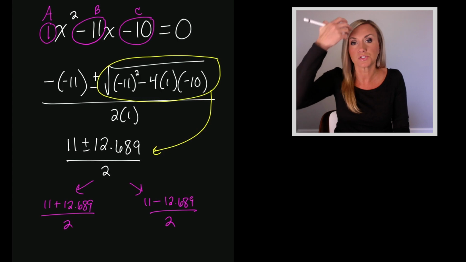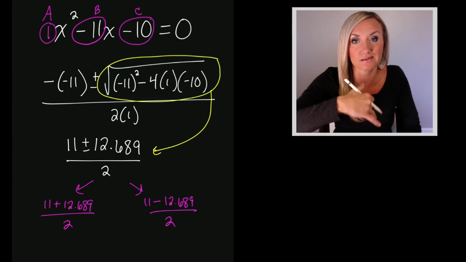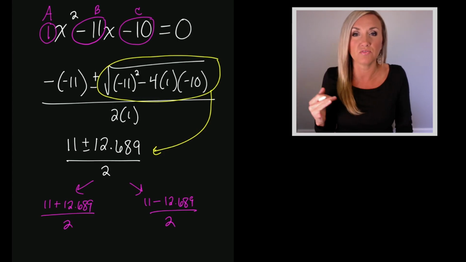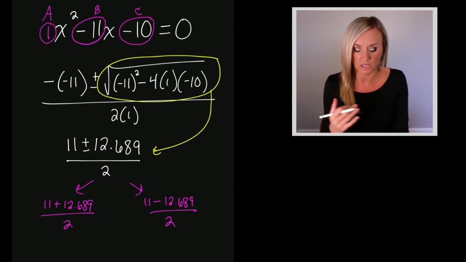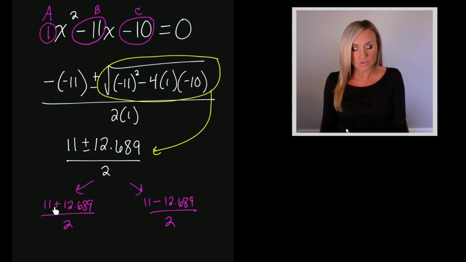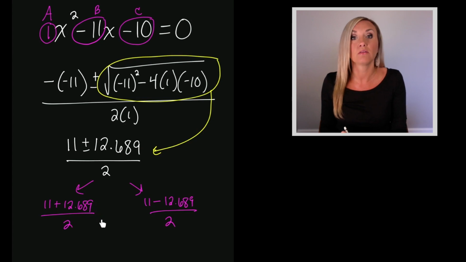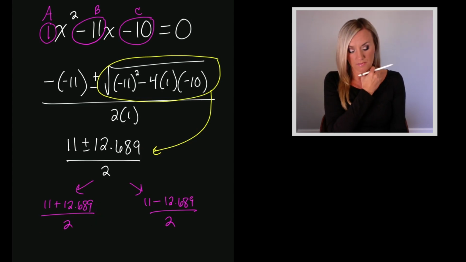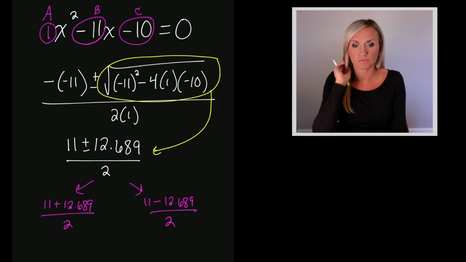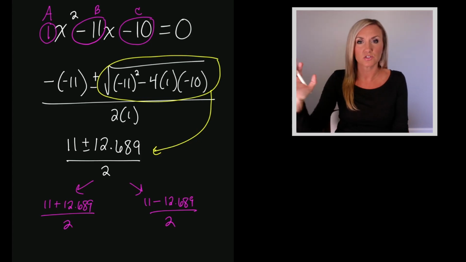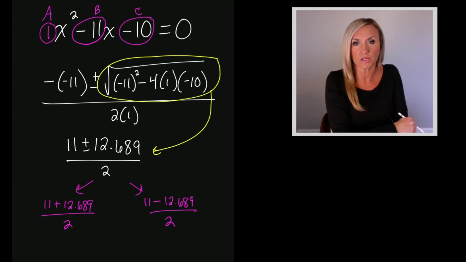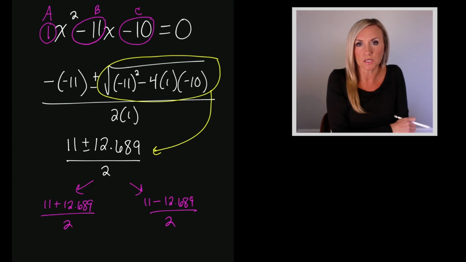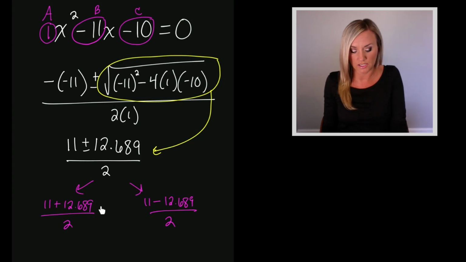Now, if you're a student that likes to just type everything into the calculator, please be very careful. Order of operations is working here. So in this numerator, when you type in 11 plus the 12.689, hit enter, then divide by 2. I just want you to get into that habit of hitting enter. Sometimes I'll notice in class that students are throwing everything inside of a calculator and it's not giving them the right answer. So hit enter right here, just good practice.